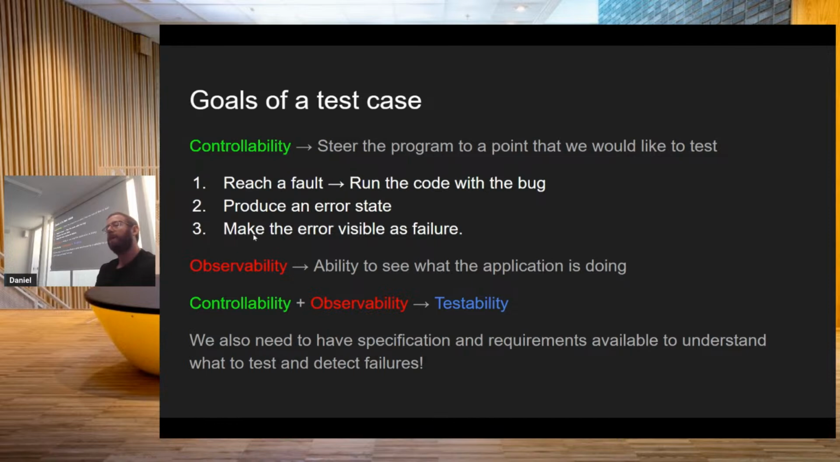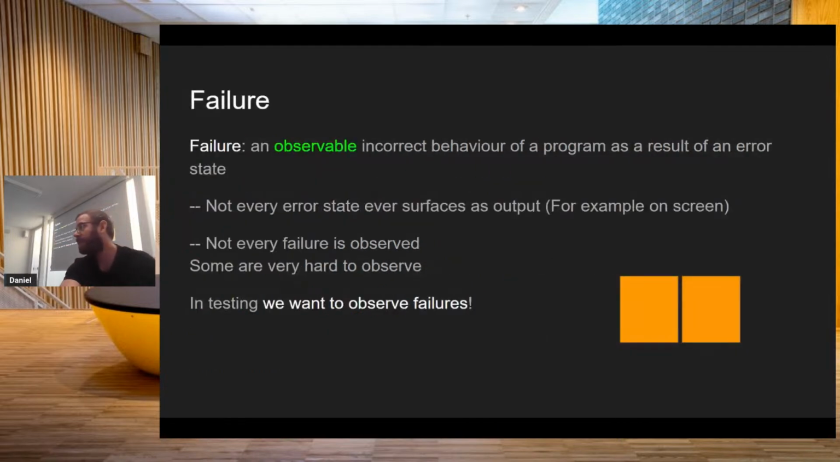And then we need to make the error visible as a failure. That was not very easy with these orange colors. But if I have an assert, and I assert these RGB values, or an if statement between these RGB values, it's easy to see that they are different.